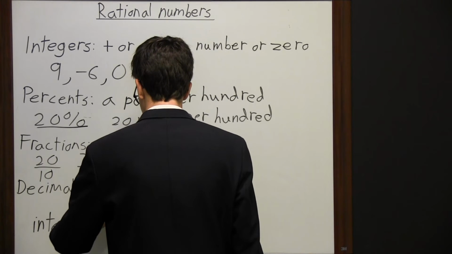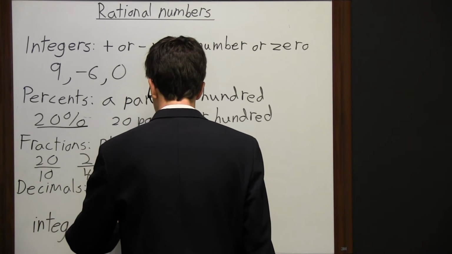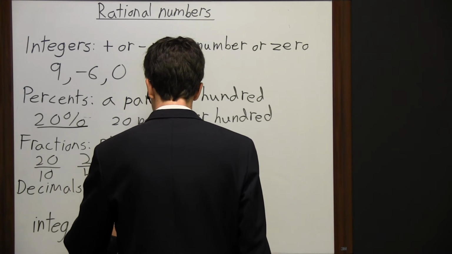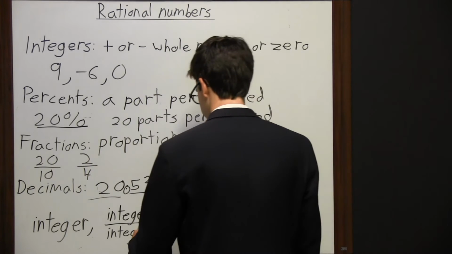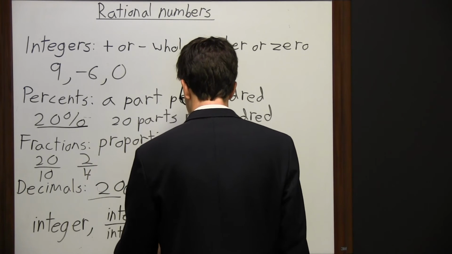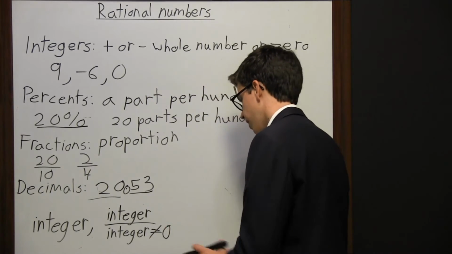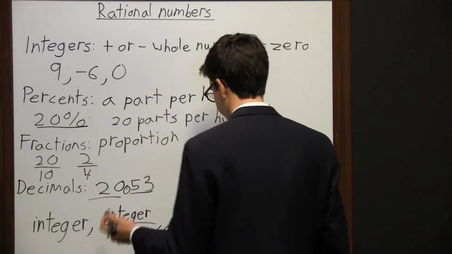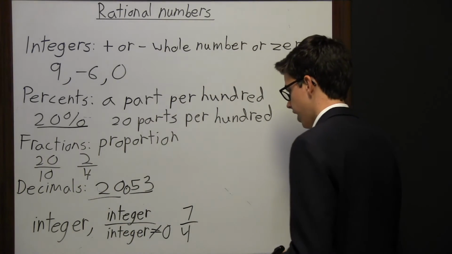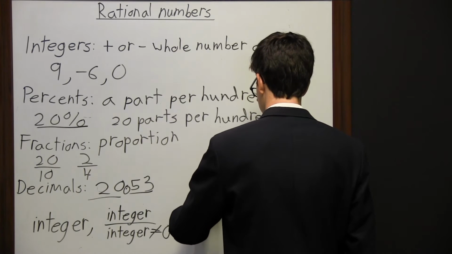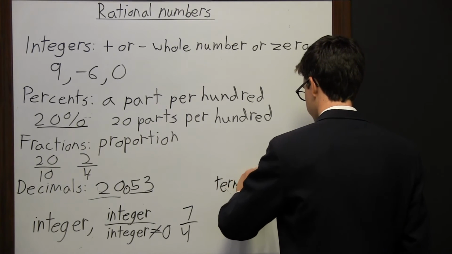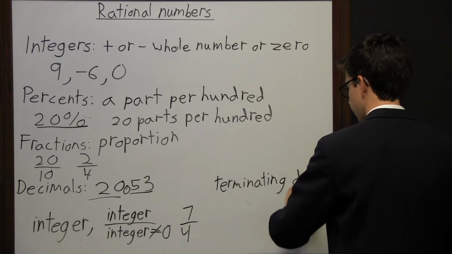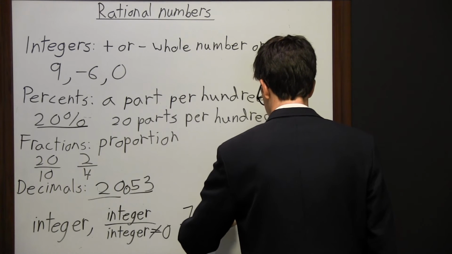If it's a fraction, it has to be an integer divided by an integer. And this integer cannot equal 0. So it's an integer divided by an integer. So 7 divided by 4 cuts it. That works. Now, decimals are a little bit more complicated because it either has to be a terminating decimal or a repeating decimal.